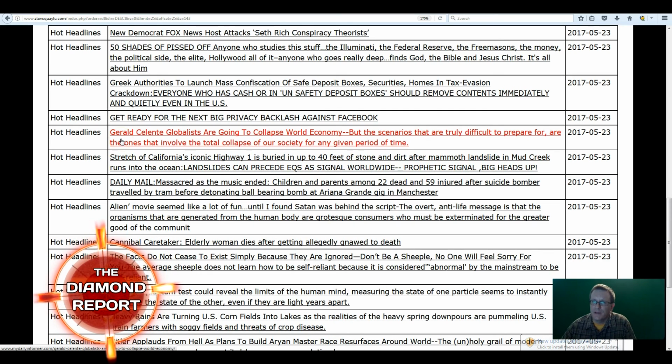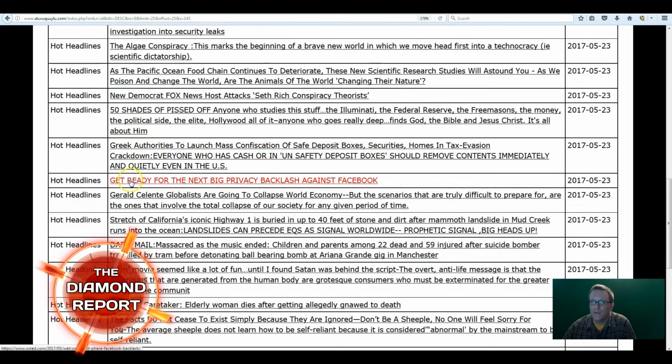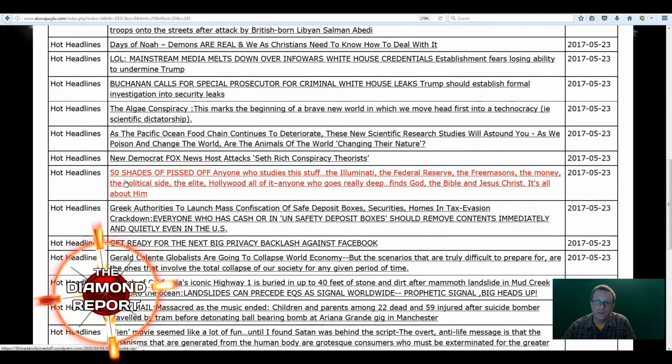Gerald Celente says globalists are going to collapse the world economy, but the scenarios that are truly difficult to prepare for are the ones that involve the total collapse of our society for any given period of time. That's on myDailyInformer.com. Get ready for the next big privacy backlash against Facebook. That's on Wired.com. 50 Shades of PO'd.